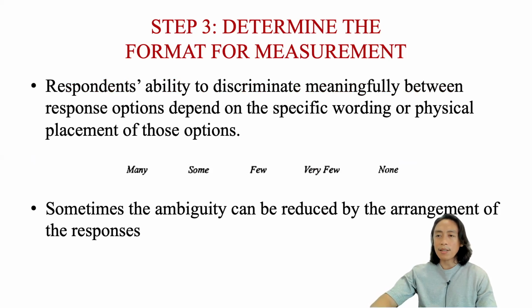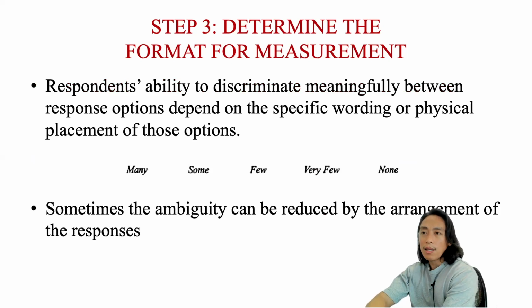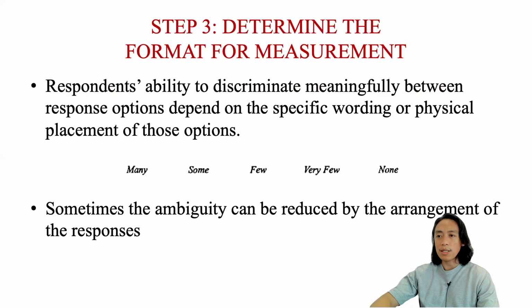For example, here we have options: many, some, few, very few, none. Personally, I think participants will have no problem discriminating many from some, or many from few, or few and very few. I think participants clearly know that very few is fewer than few and none is even less than very few. What I think participants might have some confusion about, or a lesser ability to discriminate, is the ability to distinguish some from few. Like, which is more? Is some more than few? Is few more than some?